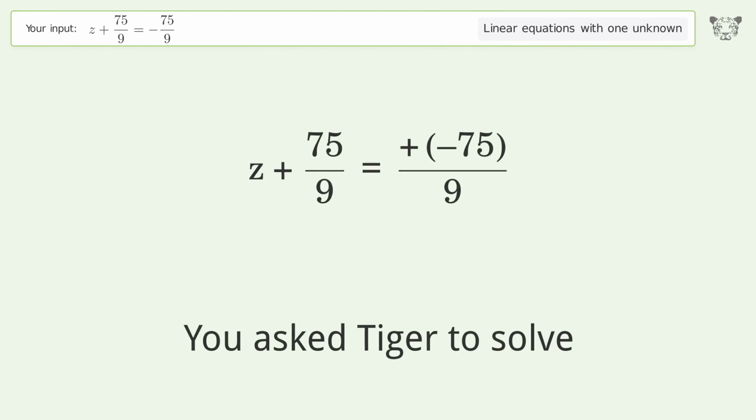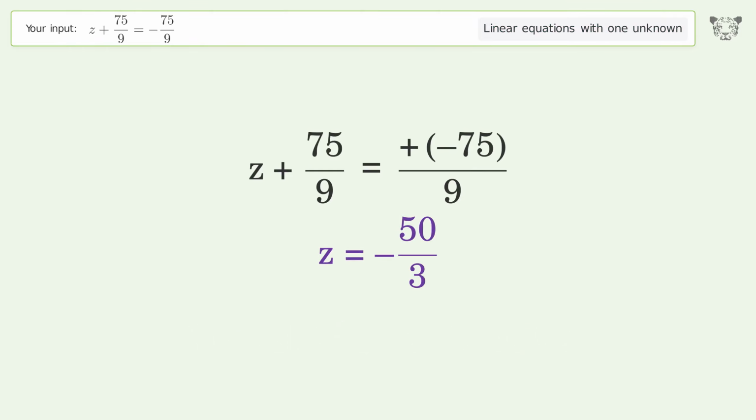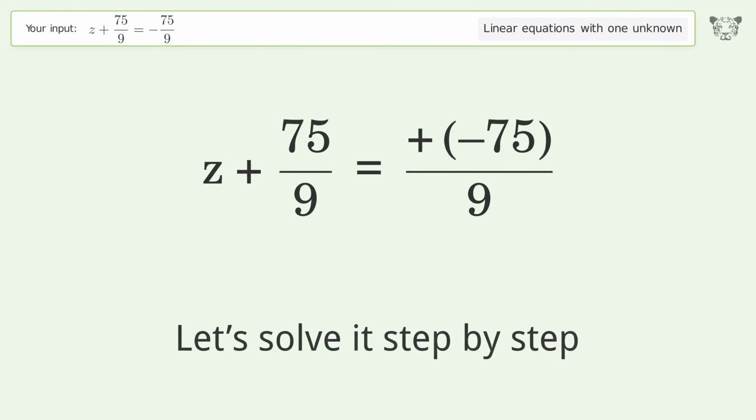You ask Tiger to solve. This deals with linear equations with one unknown. The final result is z equals -50/3. Let's solve it step by step.